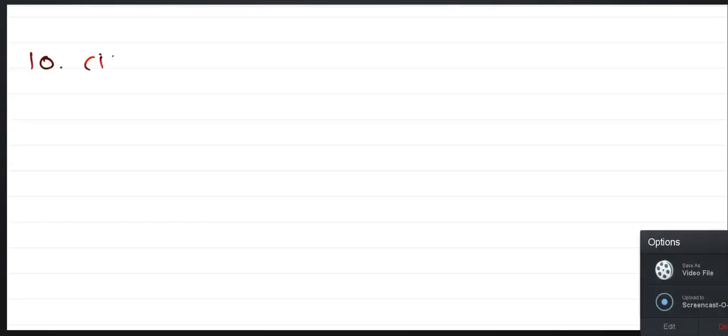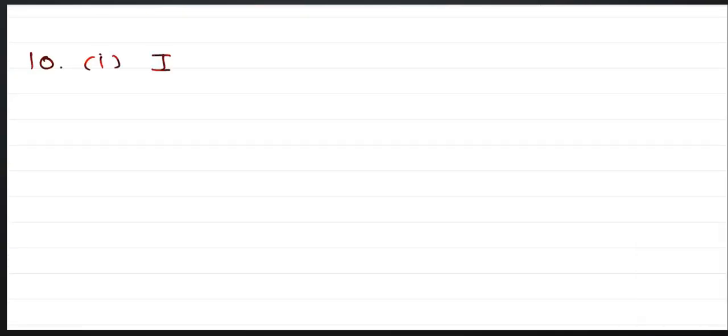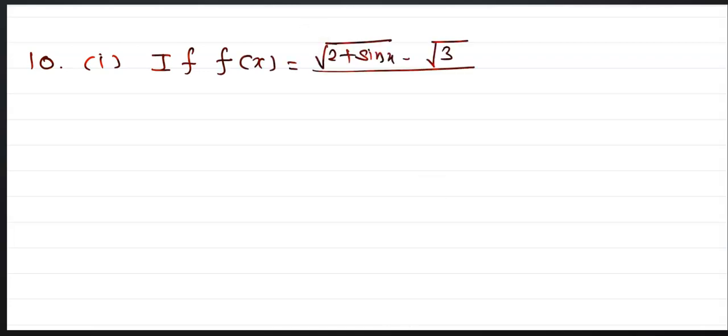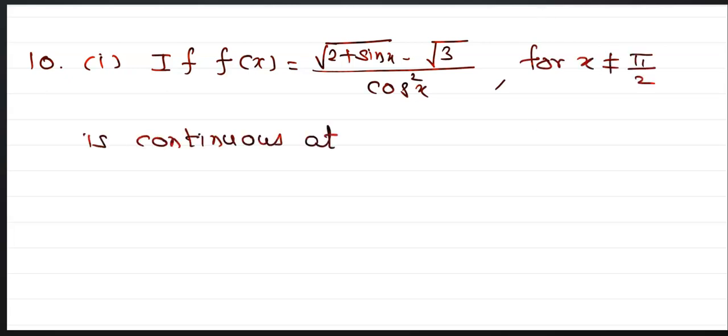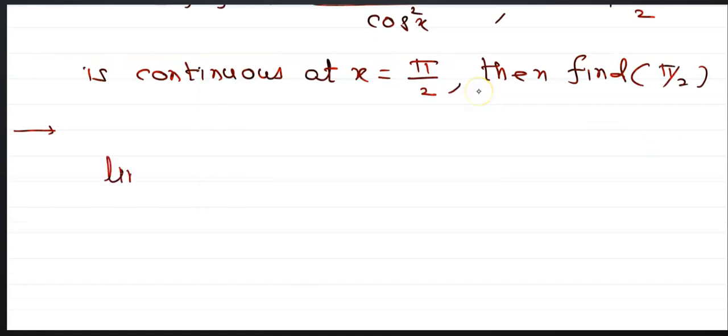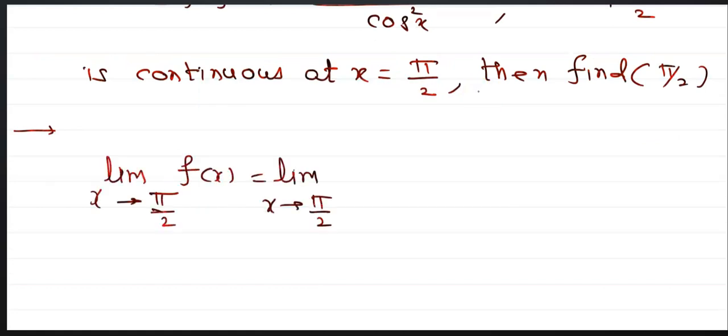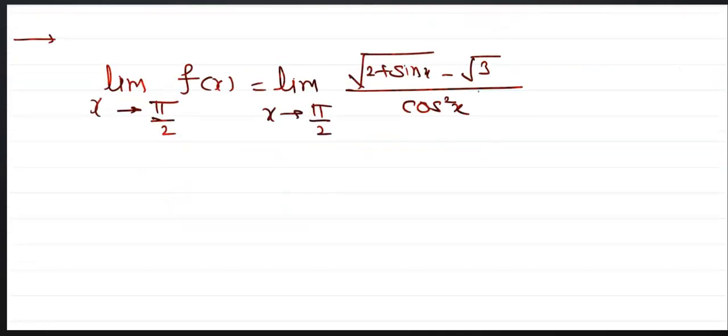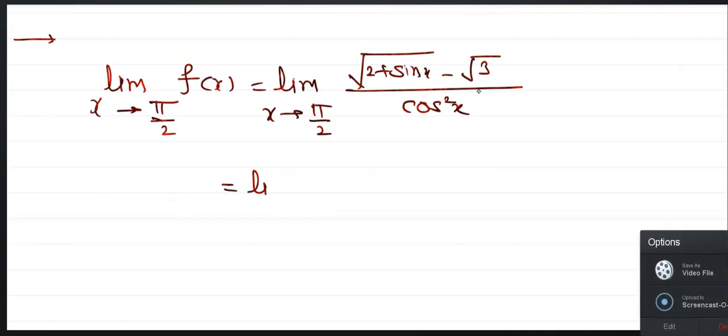Next we'll see. Now we'll see the problem number 10. If f of x is equals to root of 2 plus sin x minus root 3 upon cos square x for x is not equals to pi by 2 is continuous at x is equals to pi by 2, then find the f of pi by 2. Now limit x tends to pi by 2 f of x is equals to limit x tends to pi by 2 root of.